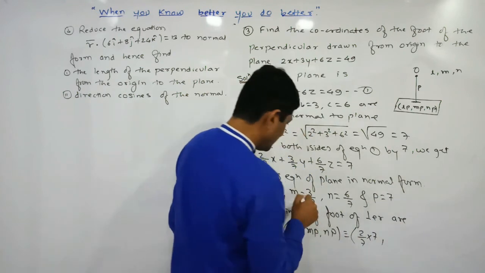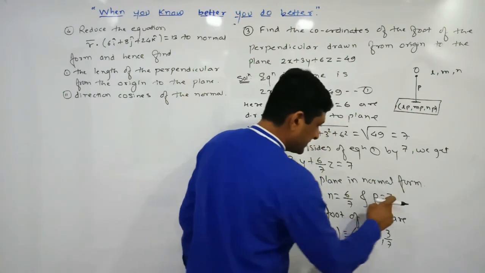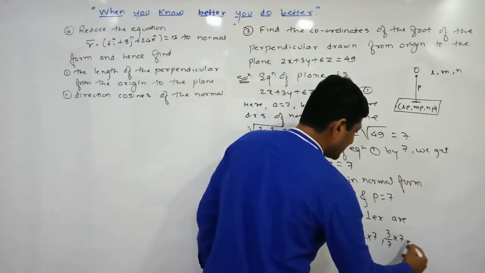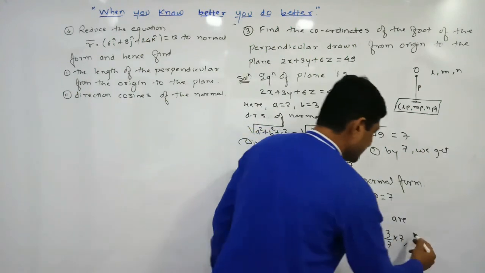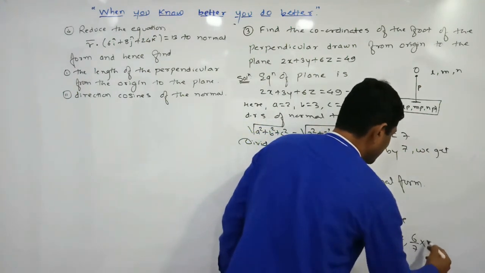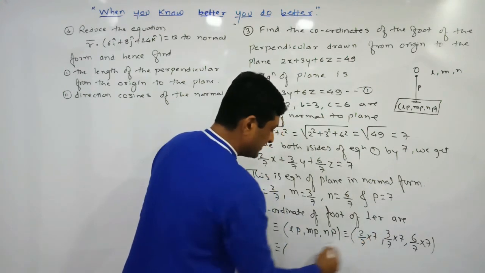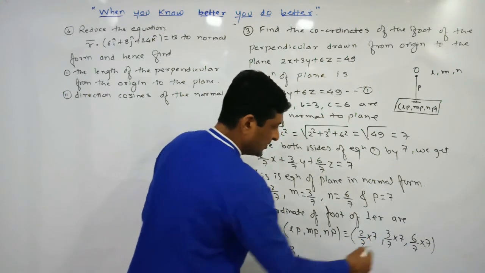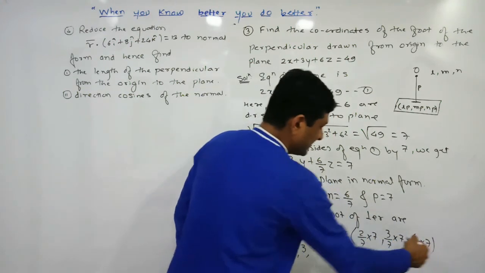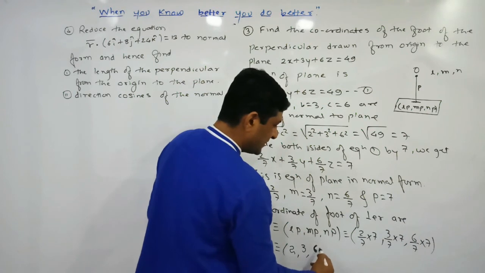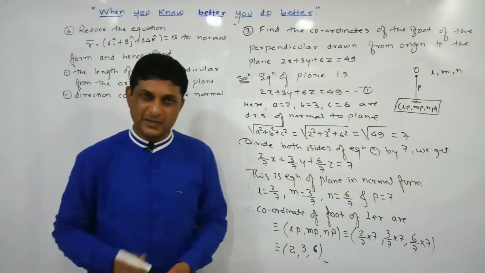Y coordinate is what? M. M means what? 3 by 7 into P. P is how much? 7. And lastly, let us try to find out the value of the Z coordinate, means the value of NP. N is here 6 by 7 into P. P is what? 7 here. So therefore what result have we got here? Here 7 and 7 will get cancelled. X coordinate is 2. Here 7 and 7 will get cancelled. Y coordinate is 3. Here also 7 and 7 will get cancelled. Z coordinate is how much? 6. In this way we have got the coordinates of the foot of perpendicular.